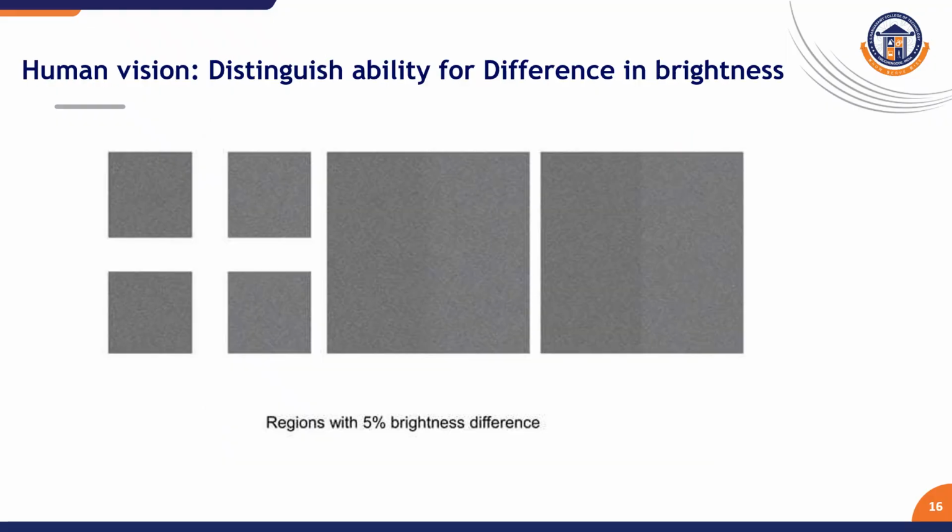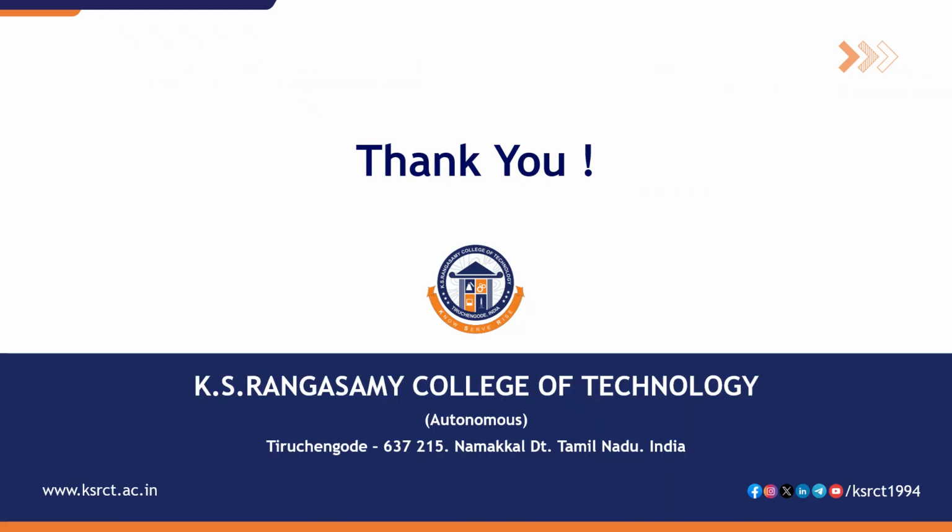And next is the difference in brightness across different images. The picture shown here has 5% differences between each pixel. That's all about the pixels and the neighbors of pixels.